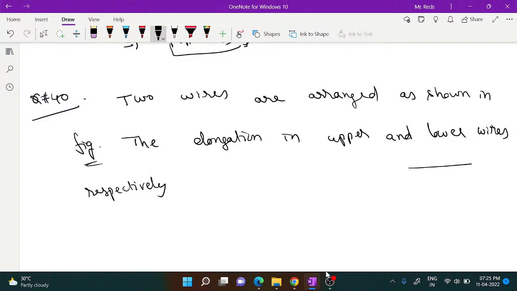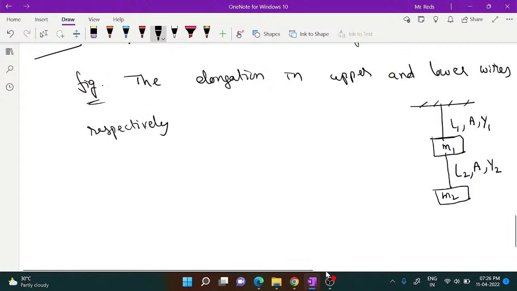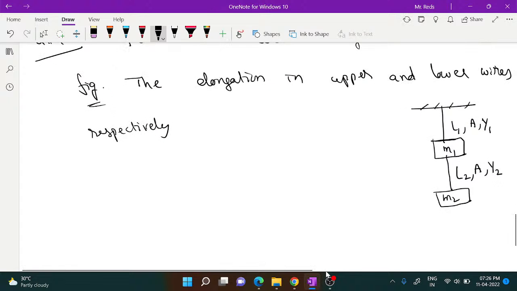The figure is this. There is a rigid support, and a wire is attached here having length L1, area A, and Young's modulus Y1. To this a mass M1 is attached. Another wire is connected here, whose length is L2, same area, and Young's modulus Y2. At the end of this, another mass M2 is attached. Now the question is, what are the elongations produced in the upper and lower wires respectively?